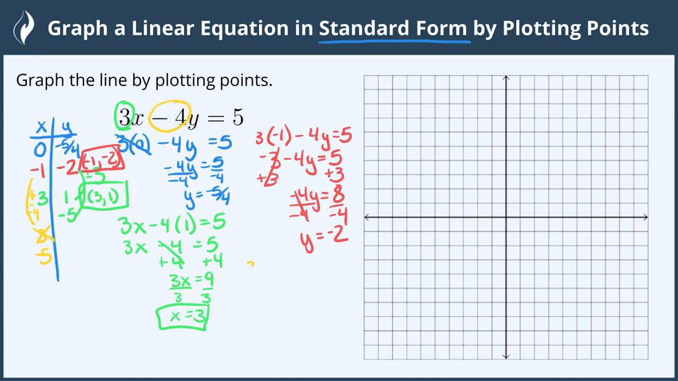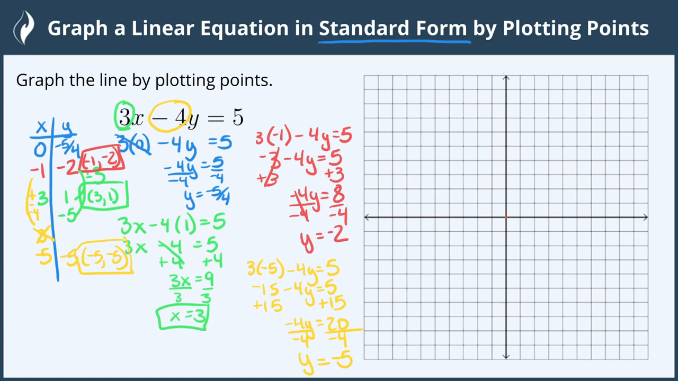So we end up with 3 times negative 5 minus 4y equals 5. 3 times negative 5 is negative 15. Minus 4y equals 5. So we'll add 15 to both sides. So we end up with negative 4y equals positive 20. Divide both sides by negative 4. So we end up with y equals negative 5. So we have the ordered pair negative 5, negative 5. And I'm going to write it as an ordered pair. And now we have our 3 points that we can graph to graph our line in this rectangular coordinate system.